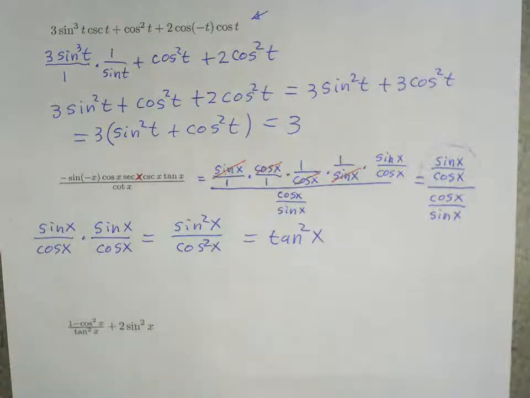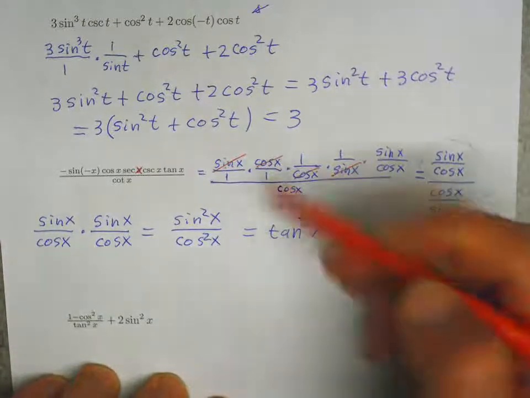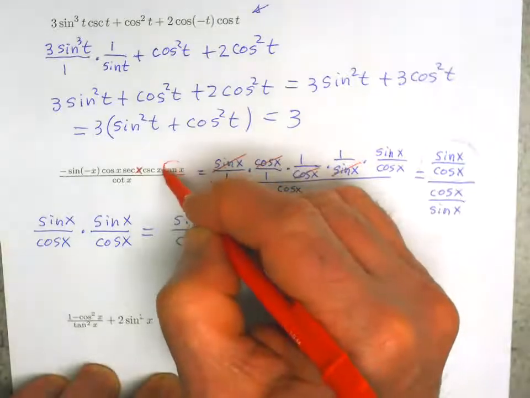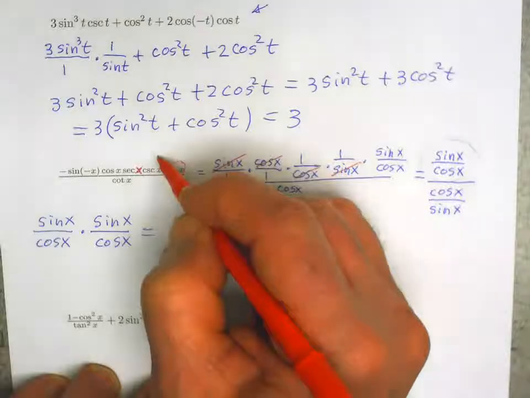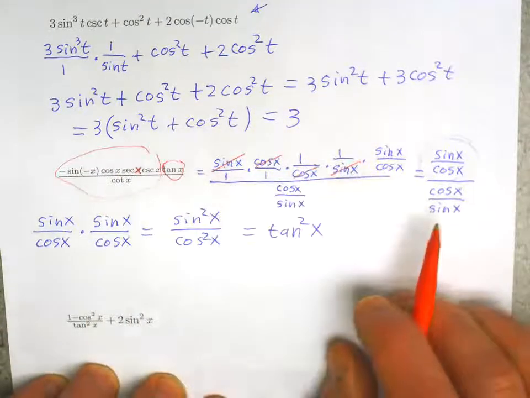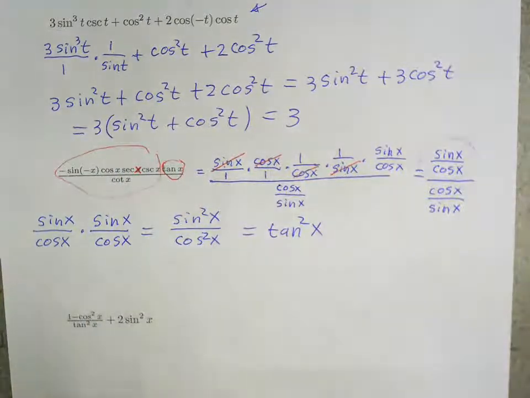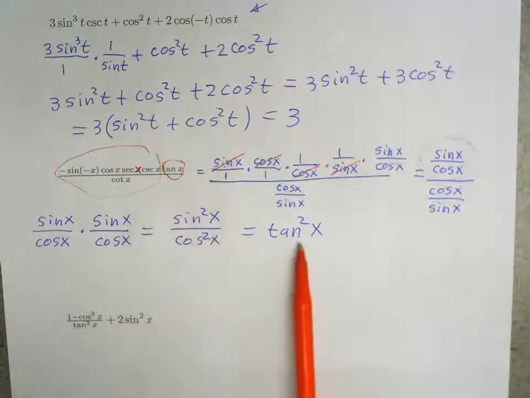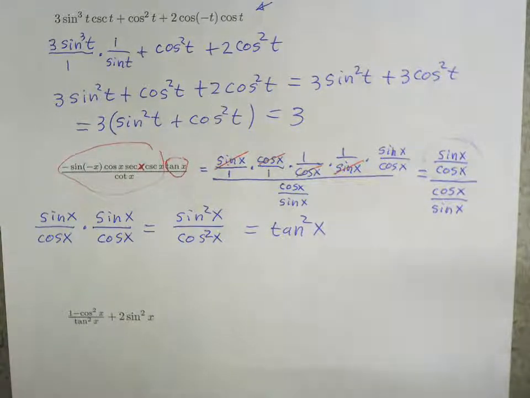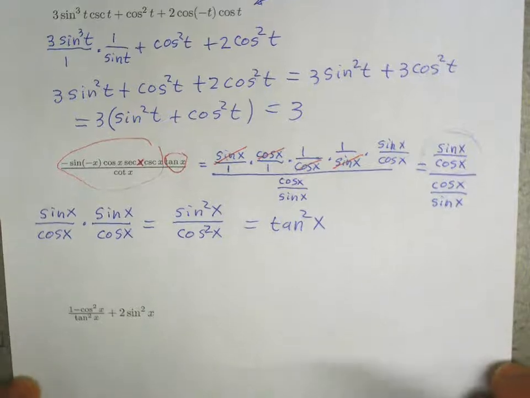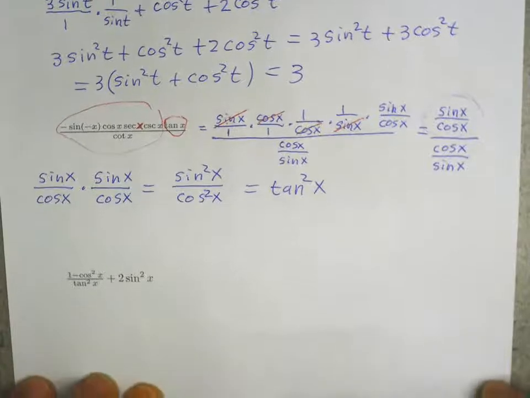Okay, I see an easier way to do that one now. We could have just left tangent of x the way it was, and then we could have converted everything else into tangent of x, and then tangent of x times tangent of x is tangent of x squared. But as you have no doubt noticed, when simplifying trigonometric expressions, there are often more ways to go about it.